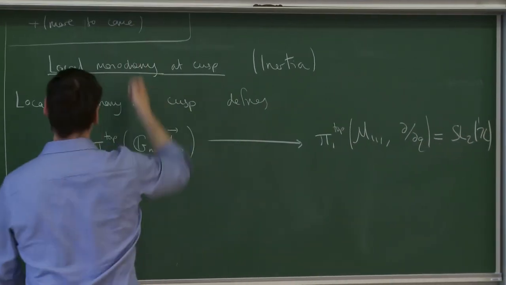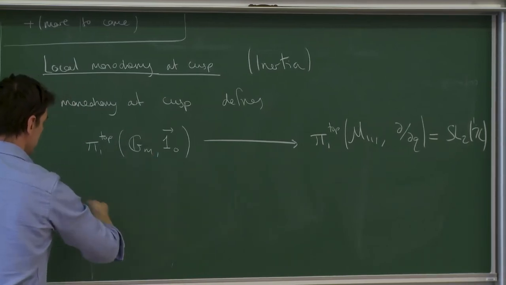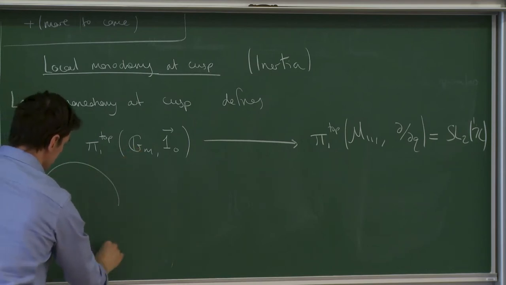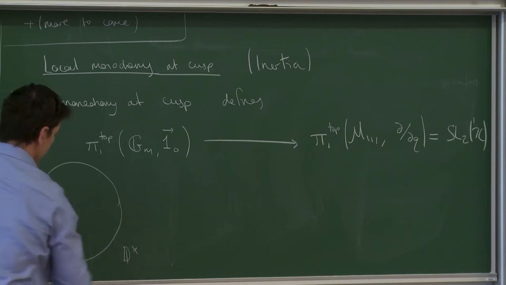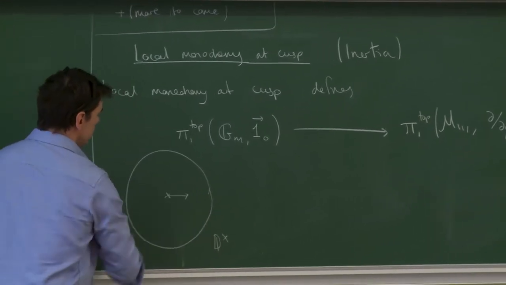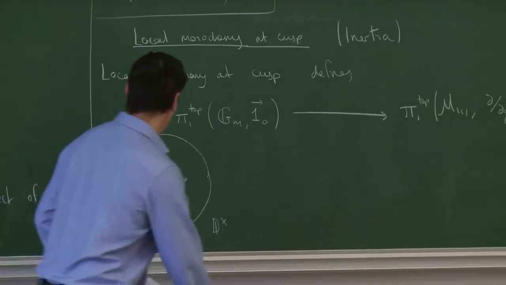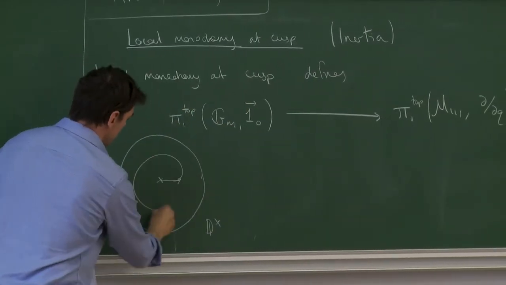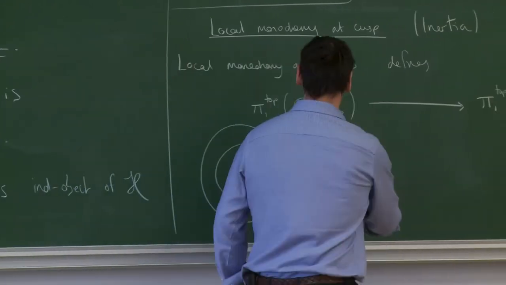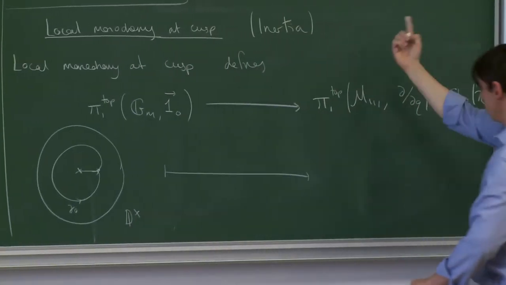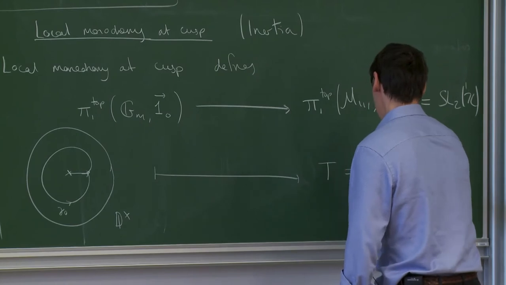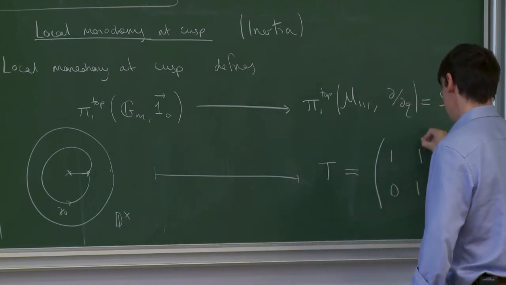So I've drawn this picture already. This is the chart given by the punctured disk. If we draw the punctured disk D star and remove the origin, then we have the tangent vector of length 1, which is just the same thing as d/dq. And here we have a loop going around the origin in the positive direction. And that gives us, in M_{1,1}, a loop around the cusp. It corresponds precisely to the matrix T, which we studied last time.